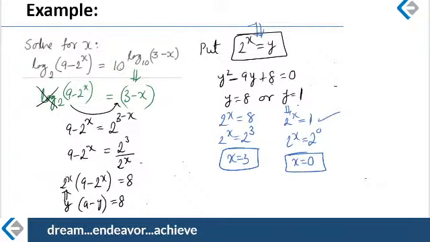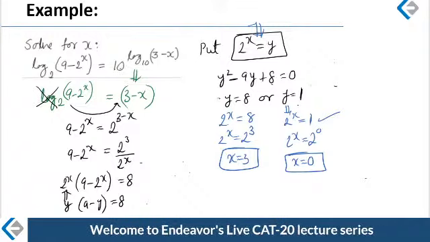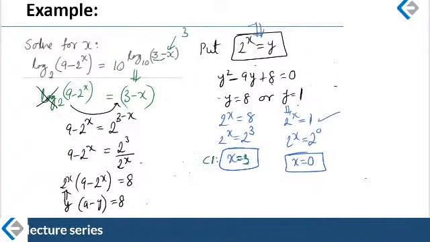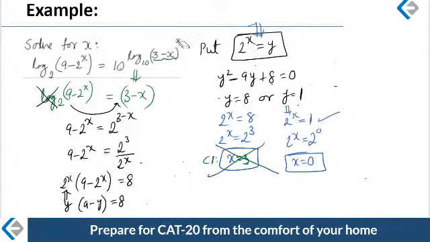Do the domain check: will both the values satisfy? Put x is equal to 3 here. Already you are saying that x is equal to 3. That is case 1. Put x is equal to 3 and check: it gives 0. How can you give a 0 for a logarithm? Therefore case 1 is ruled out. But can I put x is equal to 0 here? Yes, because this becomes 3. Can I put x is equal to 0?